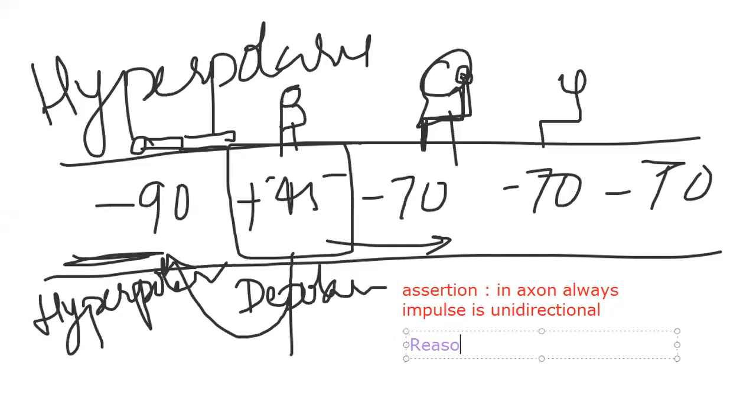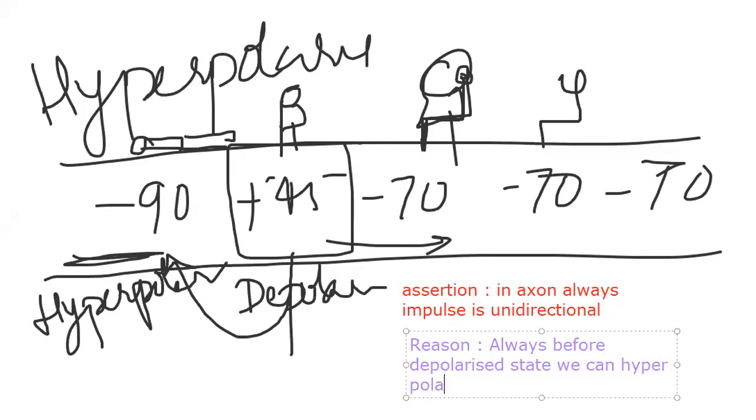always before the depolarization, what can be expected here? The hyperpolarized state. Always before the depolarized state we can see the hyperpolarized state, which facilitates the impulse to move forward only. So that's it. You have to remember it like this.